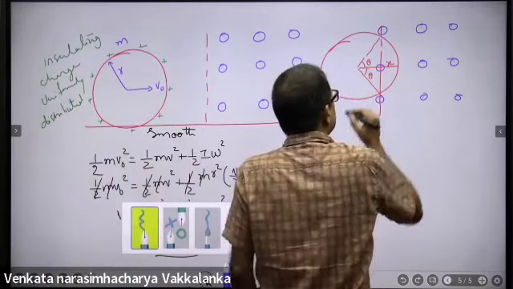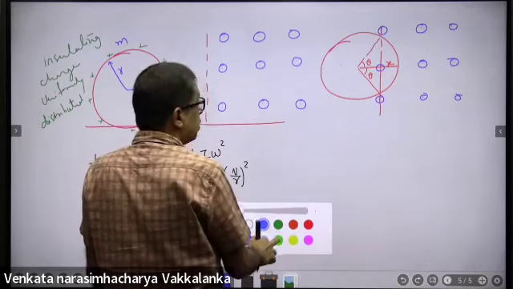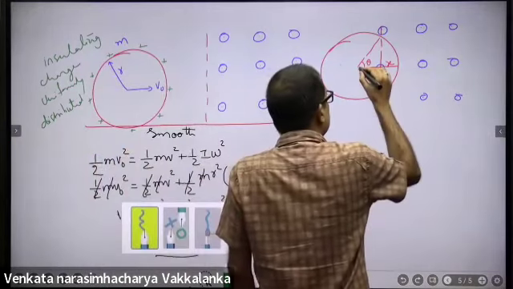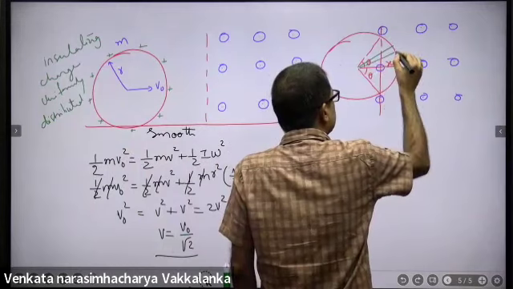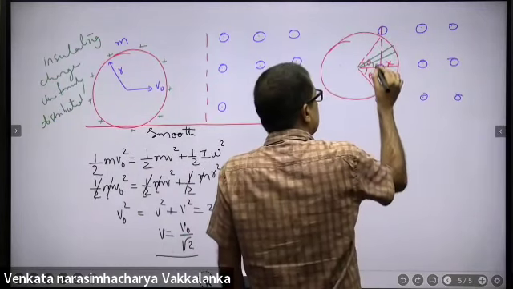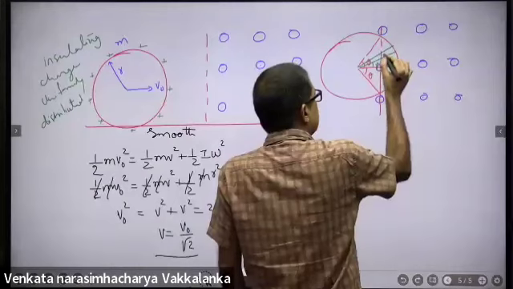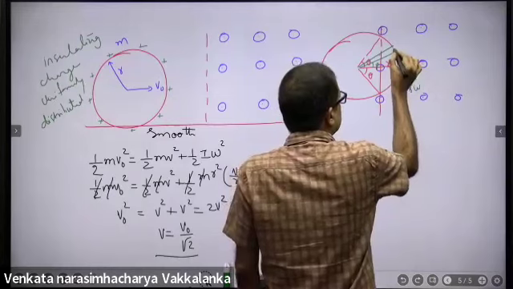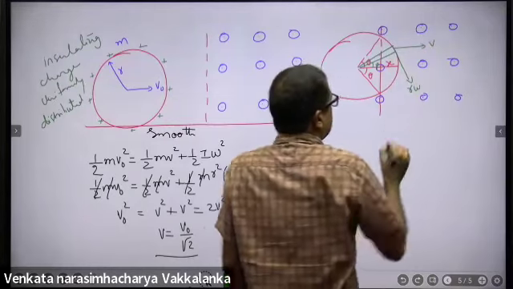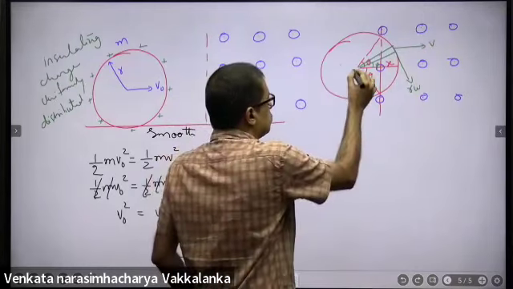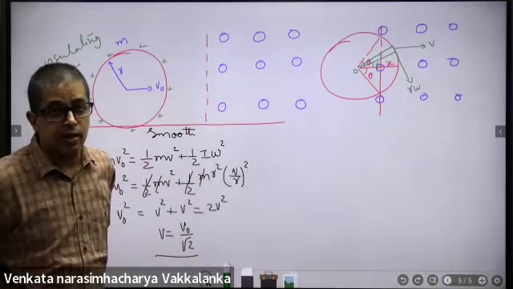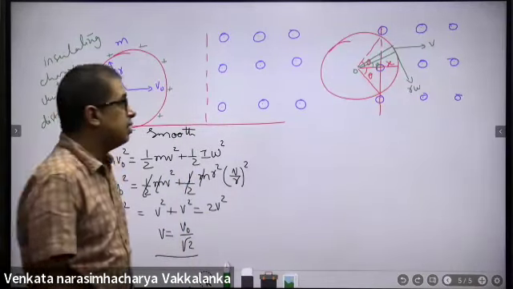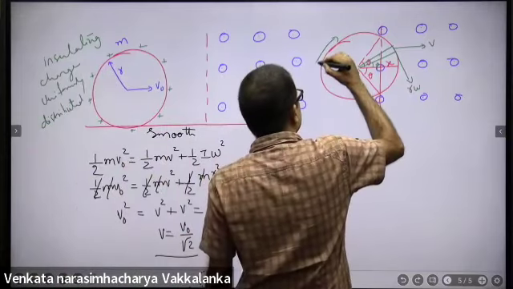Now you will consider, not same color, let's take green. You will consider an element such that this angle is phi, this angle is d phi. This element will have a velocity of r omega this way and v this way. Velocity of that point with respect to center of mass plus velocity of center of mass with respect to the ground will be the resultant velocity of that particular point. And this will have omega in this direction.